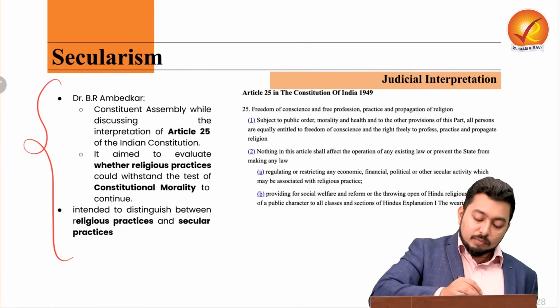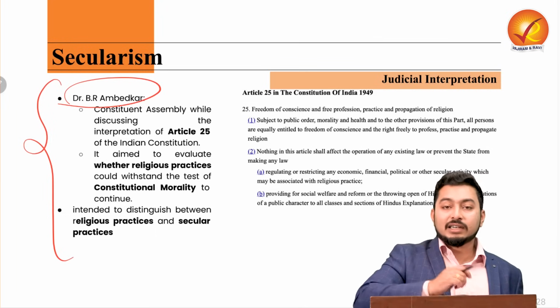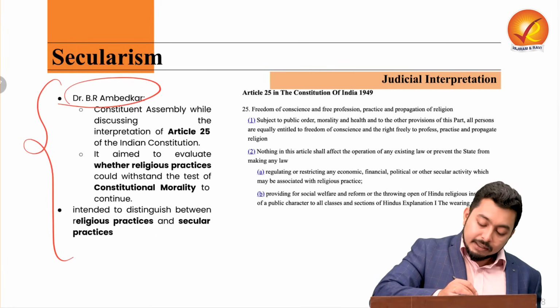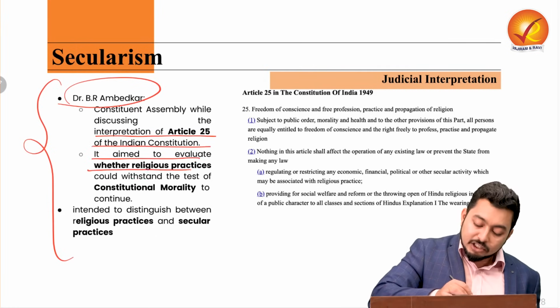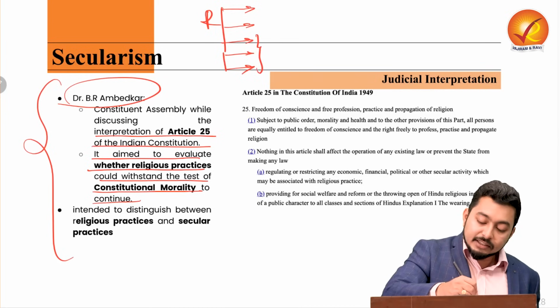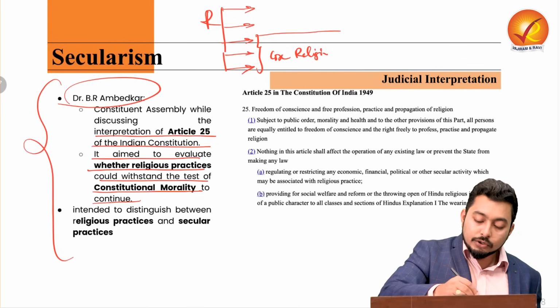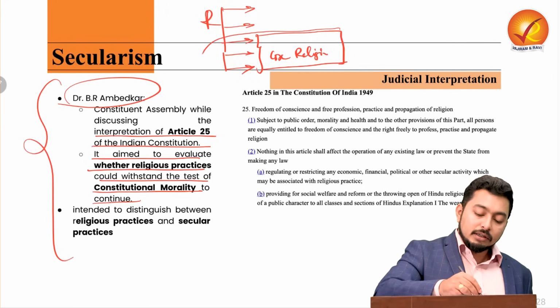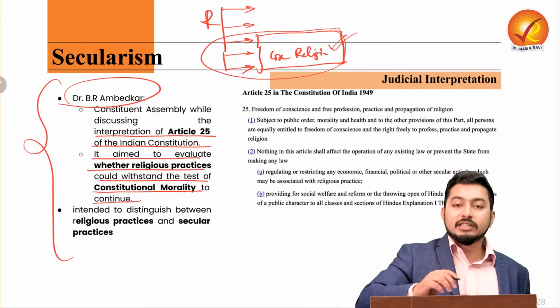Dr. Babasaheb Ambedkar talked about the essential practices doctrine in the Constituent Assembly debates. He said that the interpretation of Article 25 of the Indian Constitution aimed to evaluate whether religious practices could withstand the test of constitutional morality. Let's say a religion has 10 practices. Now, 3 of these practices are the core of my religion. So, as an individual who has religious rights, the constitution would protect the core religious identities.